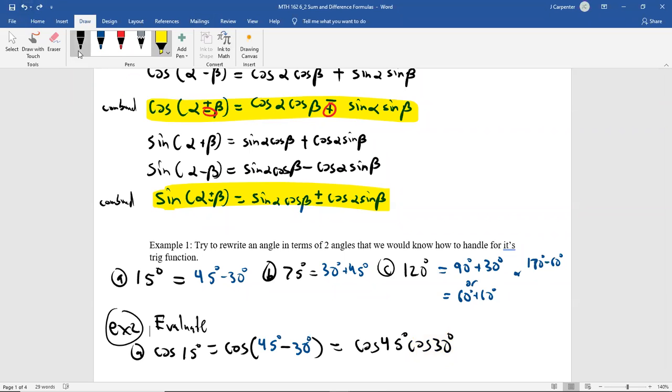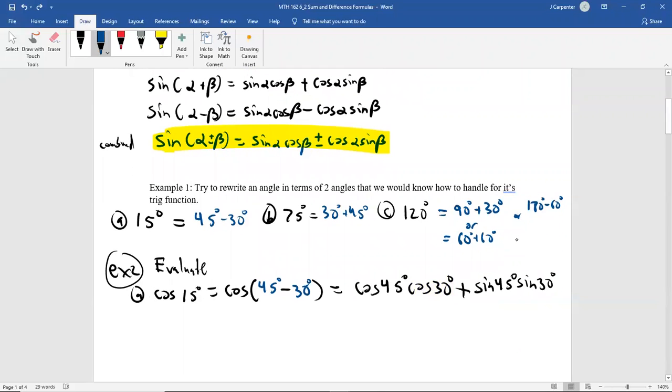Cosine of 45, cosine of 30. Then the plus symbol, because this was a minus, we need a plus here. And then it goes sine, sine. Sine of 45, sine of 30. And then every single one of these 4 trigonometric things we know how to evaluate. So this is just like doing 4 simple problems from the first chapter's worth of material. So we need to know what is the cosine of 45, what is the cosine of 30, what's the sine of 45, and what's the sine of 30.